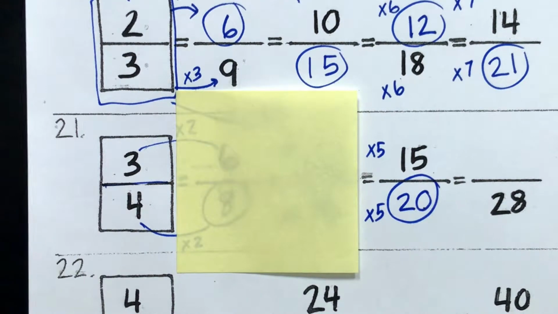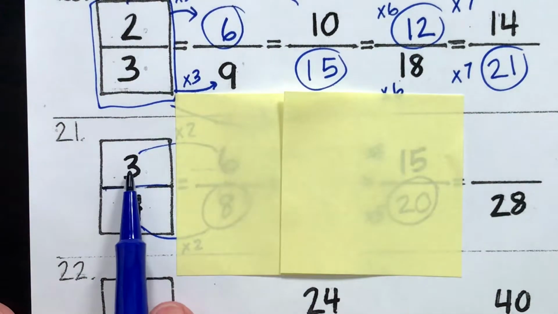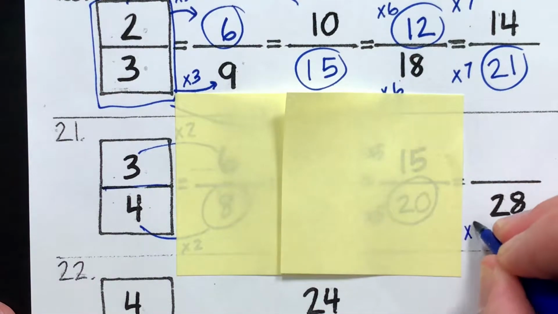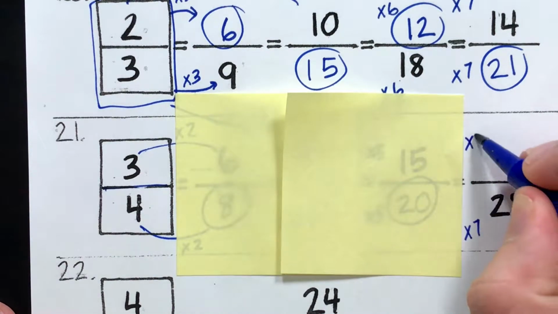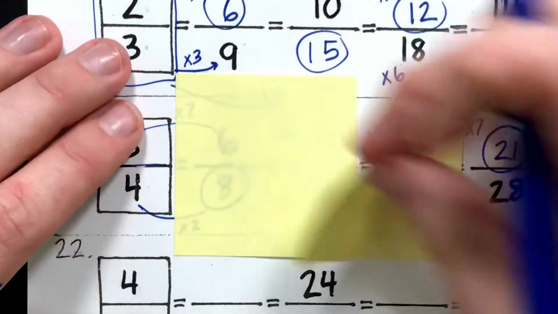And then for the very last one, we have 3/4 and blank over 28. So here we go. What's the connection between 4 and 28? Multiply by 7. So do the same thing on the top. 3 times 7 is 21. And there is our mystery number.